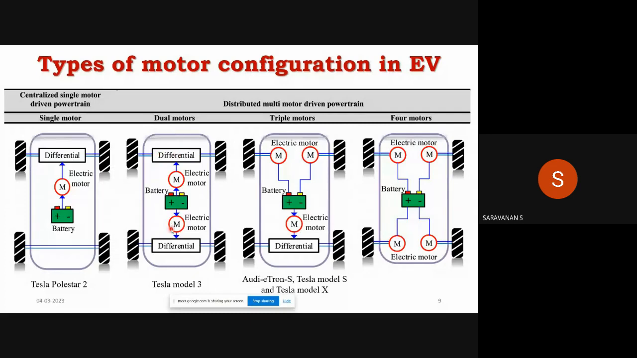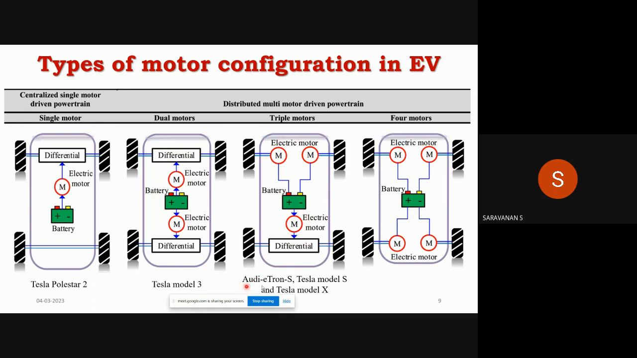Then using a dual motor, one motor will drive the front end, and another motor will drive the back end. So the Tesla Model 3 uses this type of configuration. And triple motor. In triple motor, two motors are used for driving the rear wheels, as in-wheel motors, and then there is a separate motor. So this configuration is triple motor.